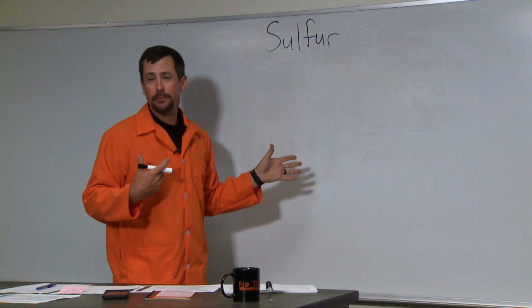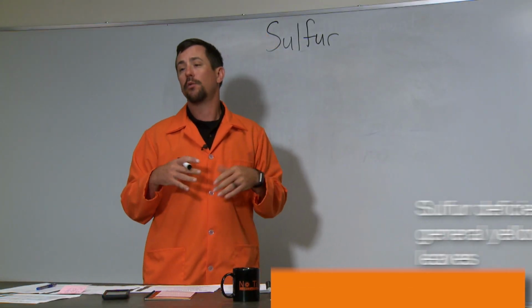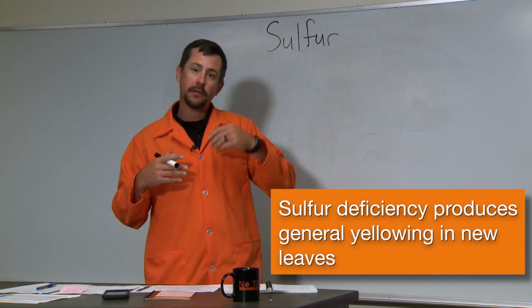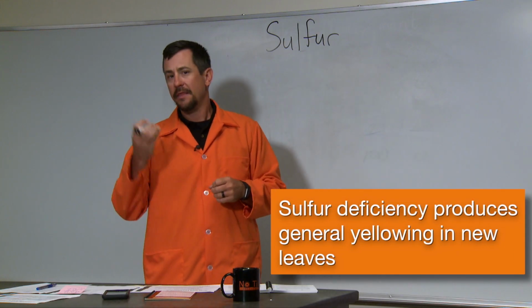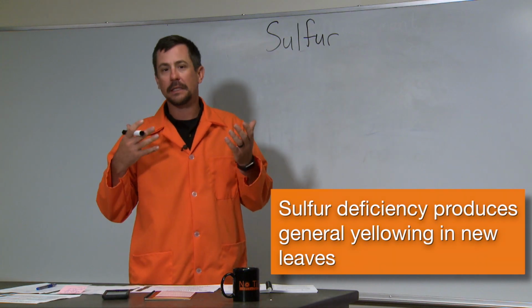Sulfur deficiencies will typically show up as a general yellowing in new growth in fields. So if you go across the field, whether it's wheat or corn, the tips of the new leaves will start to be a little bit lighter green.